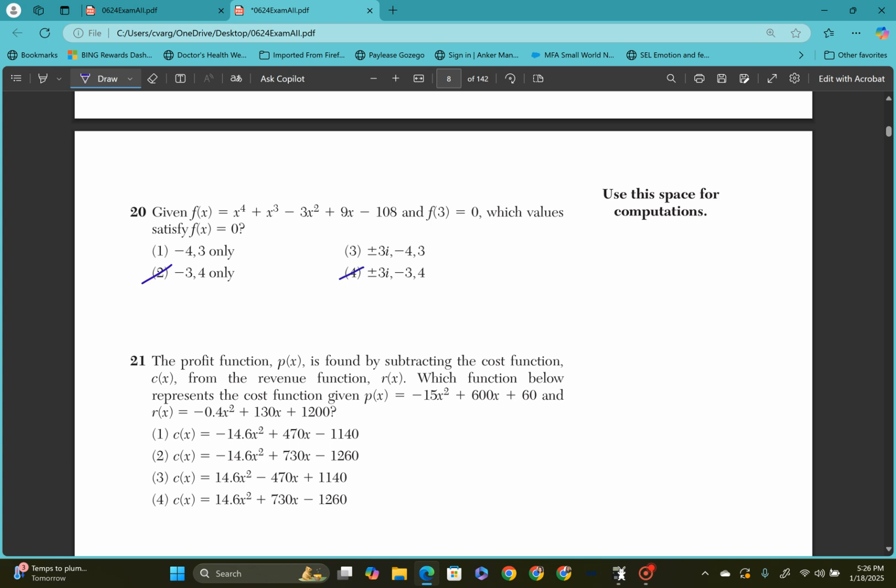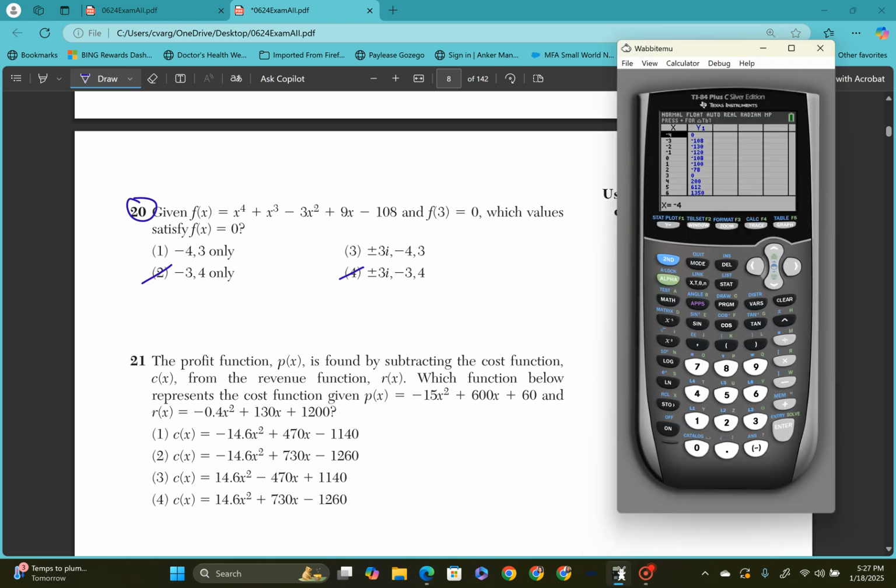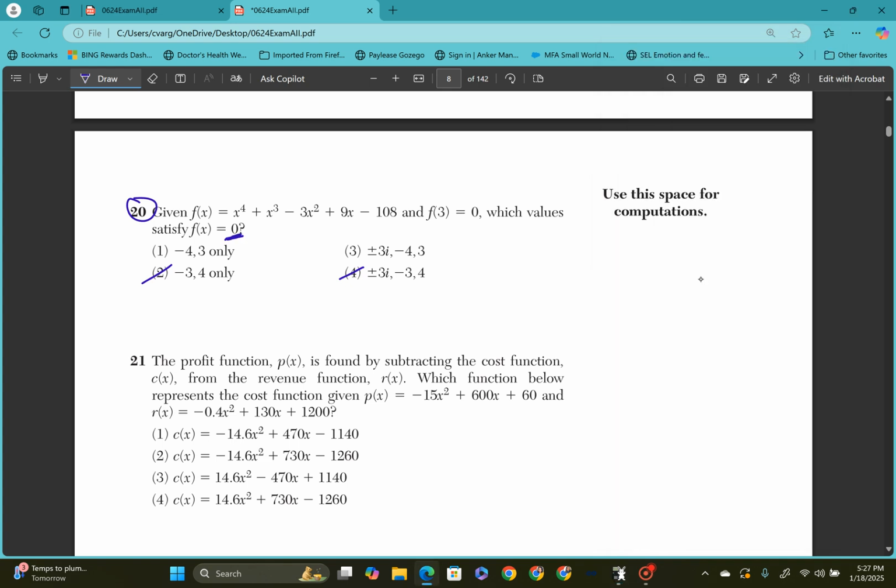Now the difference between choices 1 and 3 is that choice 3 has 3i. So what I did to figure this out is I went to my calculator and I stored in negative 3i. You see how it says plus or minus 3i? So I stored it into my calculator and then I typed in my function and look what it gave me, 0. It says which of these satisfies 0.